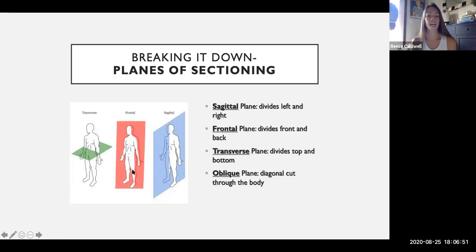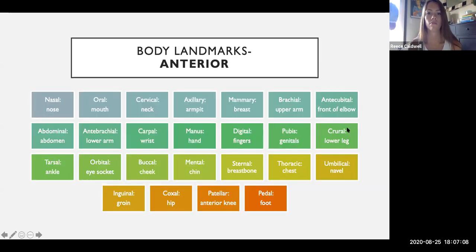So you can think dividing across the body, so up and down. So again, sagittal, dividing left and right. Frontal or coronal, dividing front and back, and then transverse, dividing top and bottom. Oblique, we're not going to go through that. It would be like a diagonal cut through the body. So those are our body planes.